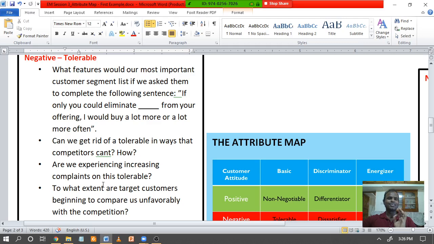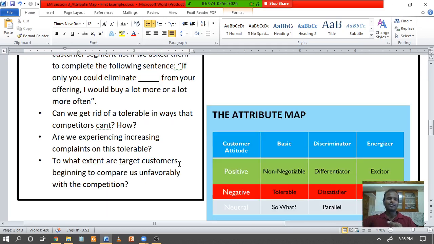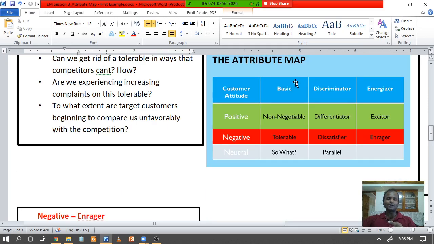Okay, there is one market survey which says that to regain a lost customer, you need to spend 5 times more money. You need to spend 5 times more investment in marketing and advertisement to gain a lost customer again. So it's a very costly exercise. So instead of that, take care of your customers where they are in the negative tolerable.